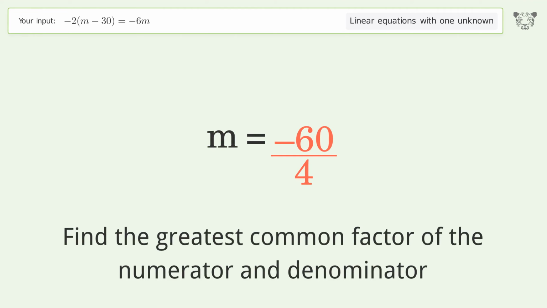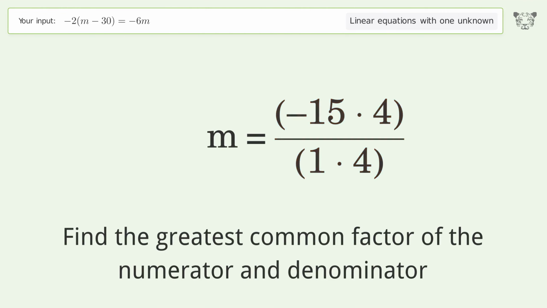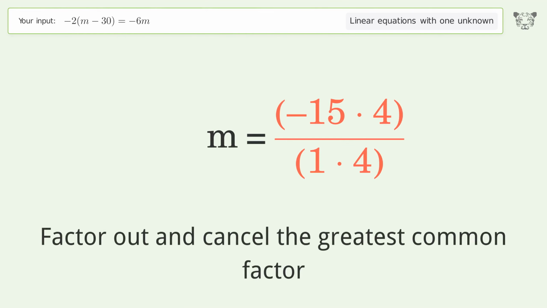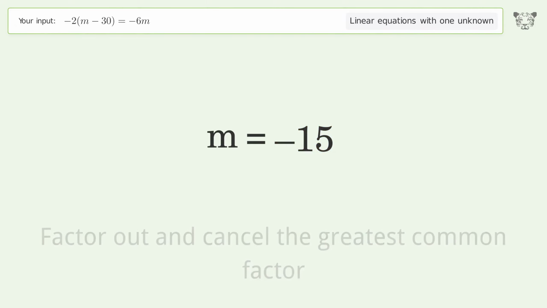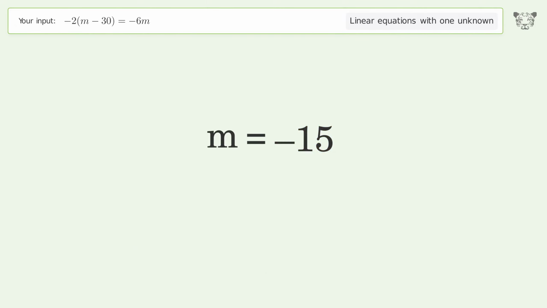Find the greatest common factor of the numerator and denominator. Factor out and cancel the greatest common factor. And so the final result is m equals -15.